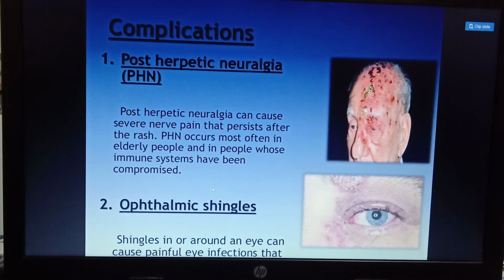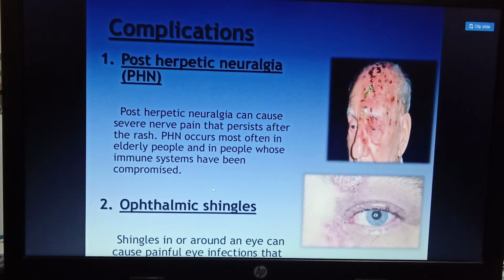Okay, so what are the complications of herpes if it is left untreated? These complications are uncommon. The first one is postherpetic neuralgia, which causes severe nerve pain. In this process the nerve pain can damage your overall immune system, mostly in elderly patients.